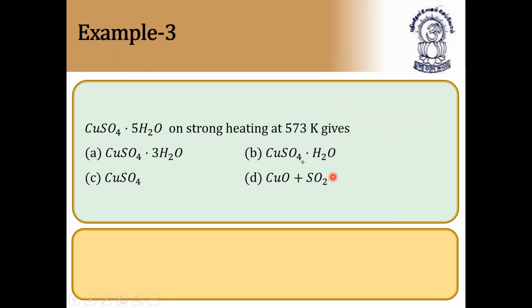Next question. Hydrated copper sulfate on strong heating at 573 kelvin gives copper sulfate, because it removes water of crystallization. So this will be evaporated, and it forms anhydrous copper sulfate.